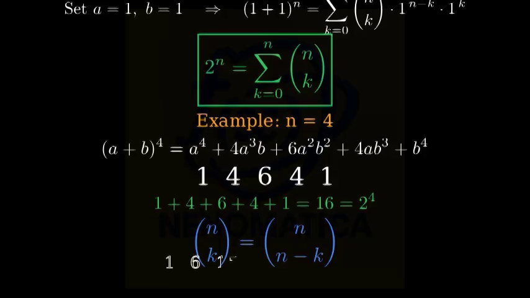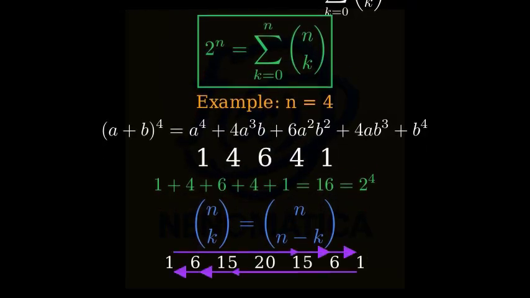The coefficients are symmetric. In general, n choose k equals n choose n minus k. That mirrors the left and right side coefficients in the expansion.